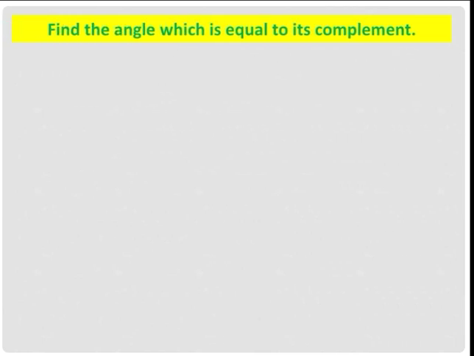Find the angle which is equal to its complement. What is a complementary angle? The addition of two angles is 90 degree. Here we don't know the measure of the angle, so just assume it is x. Let one of the two equal complementary angles be x.